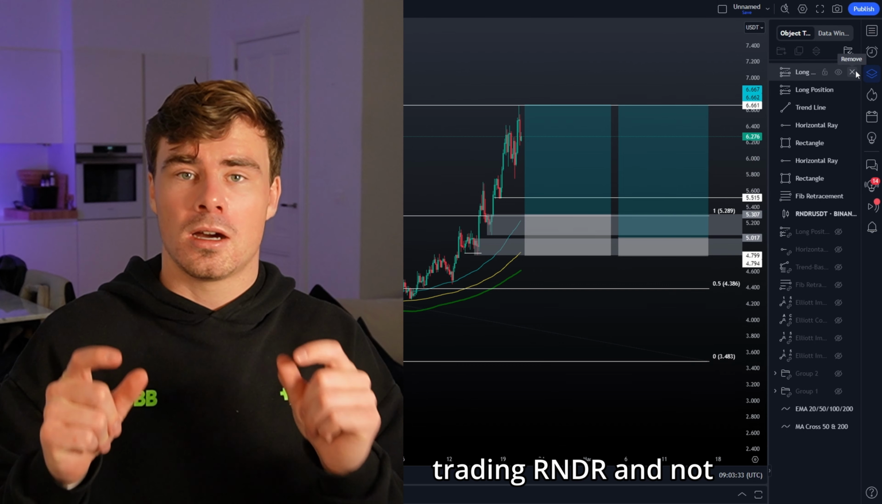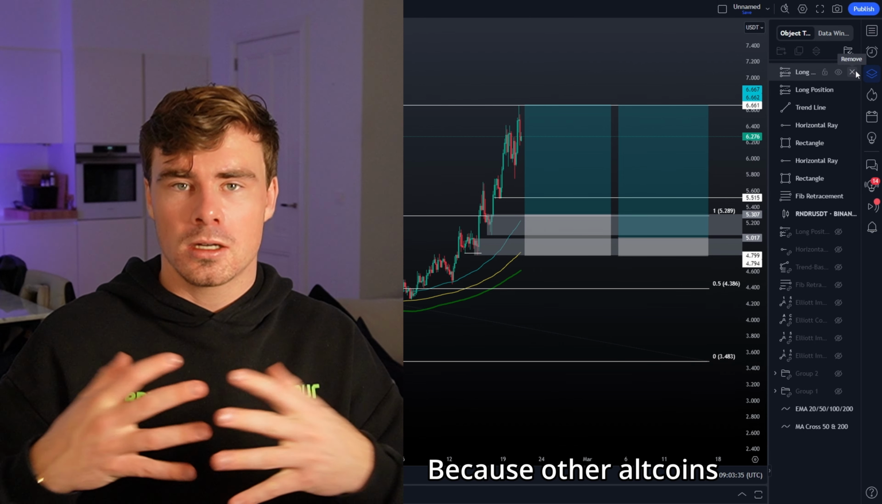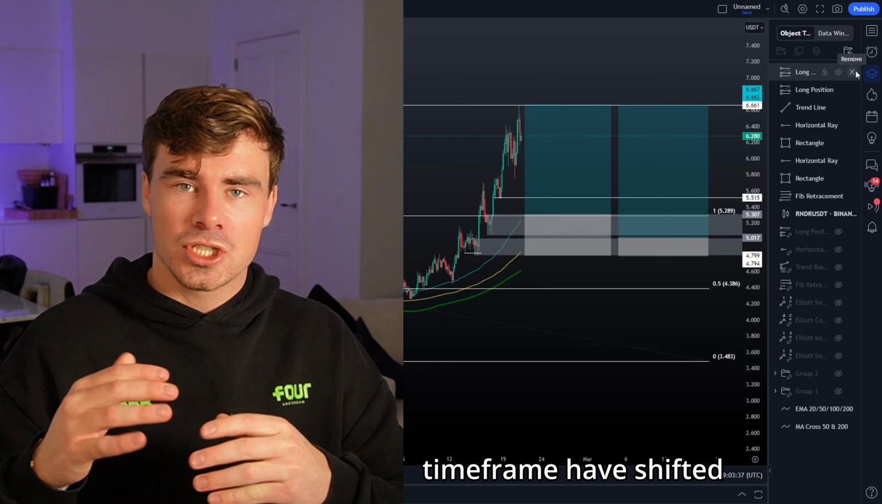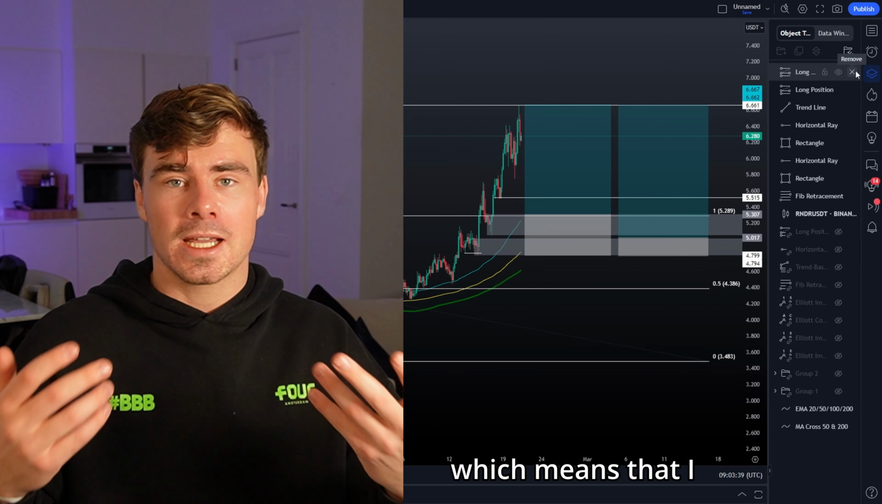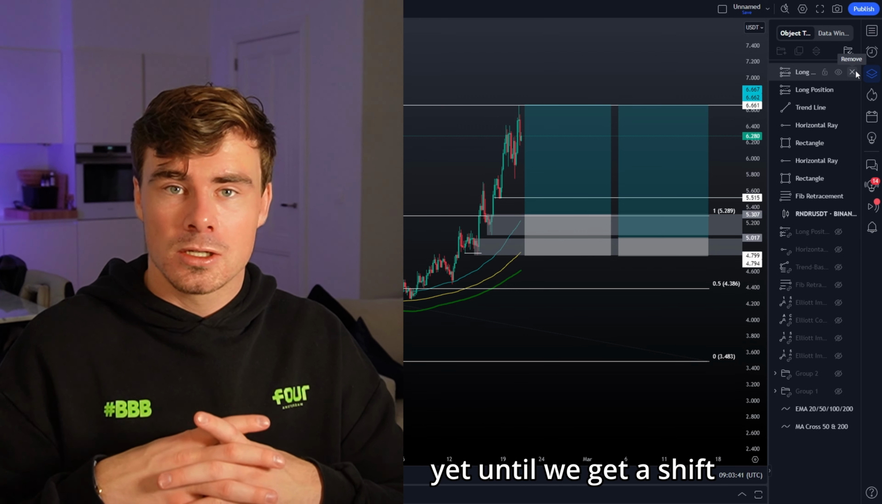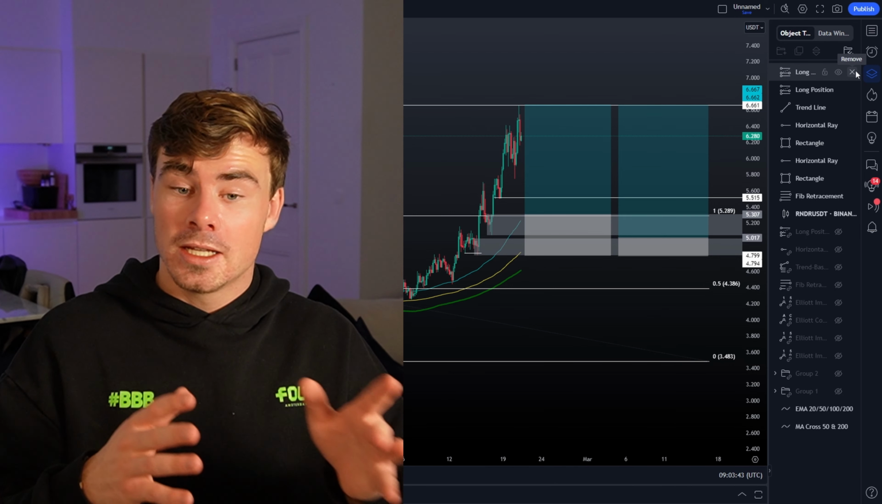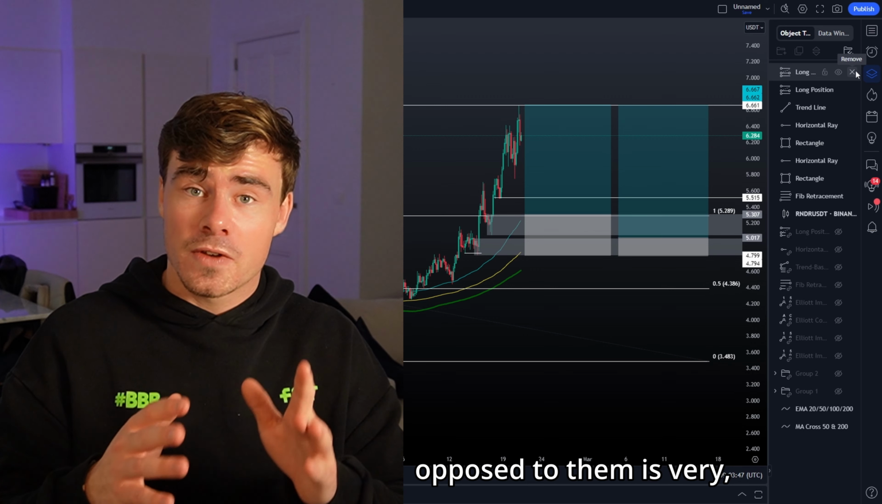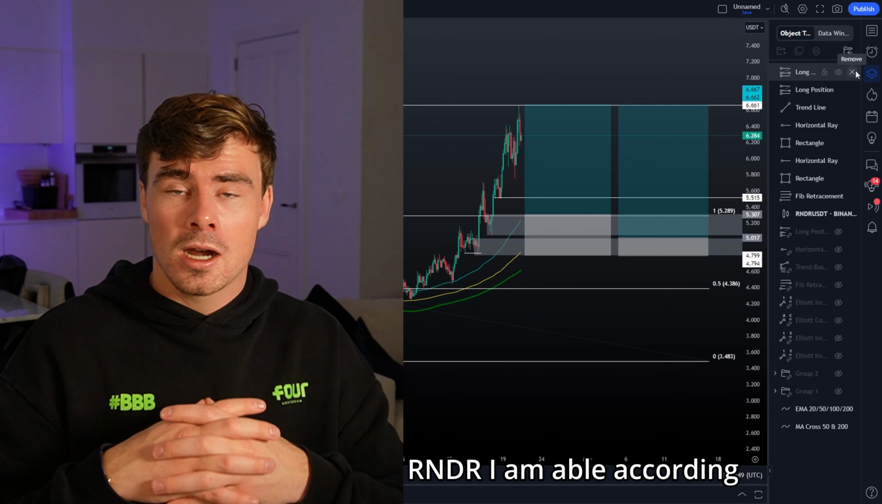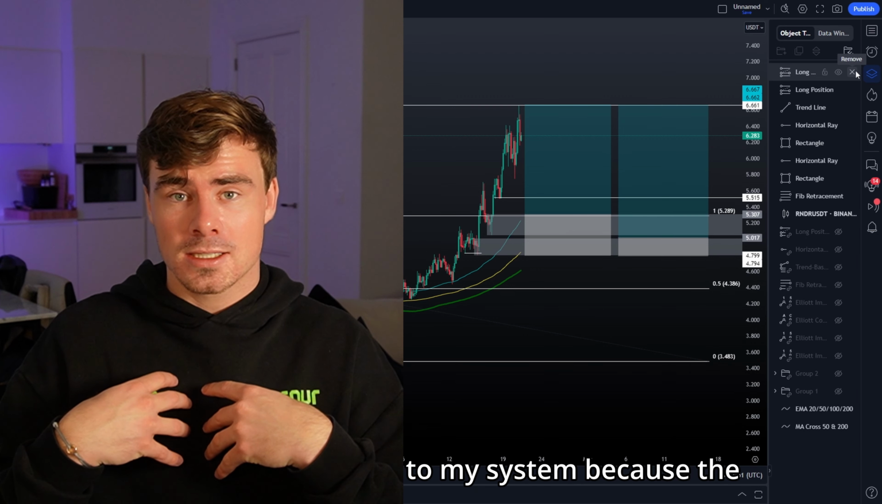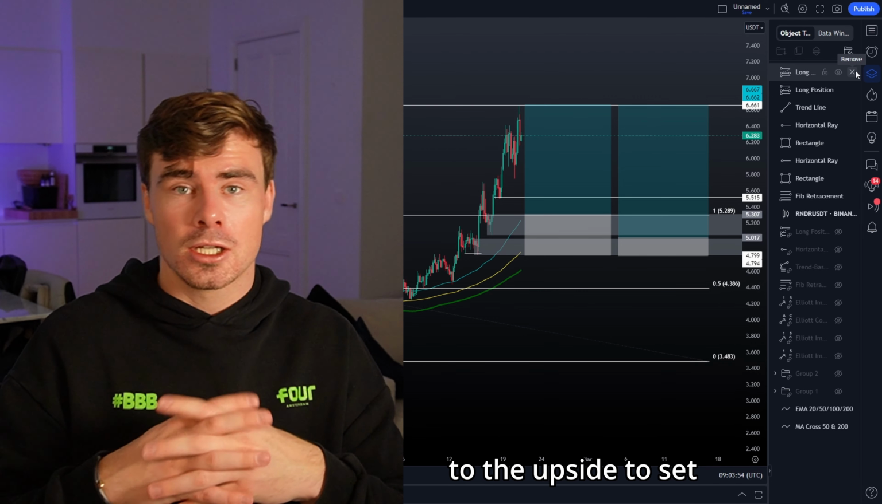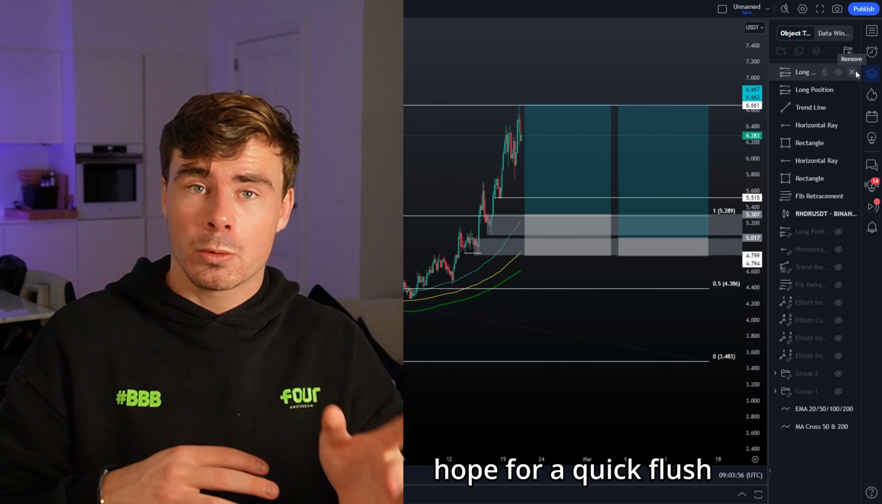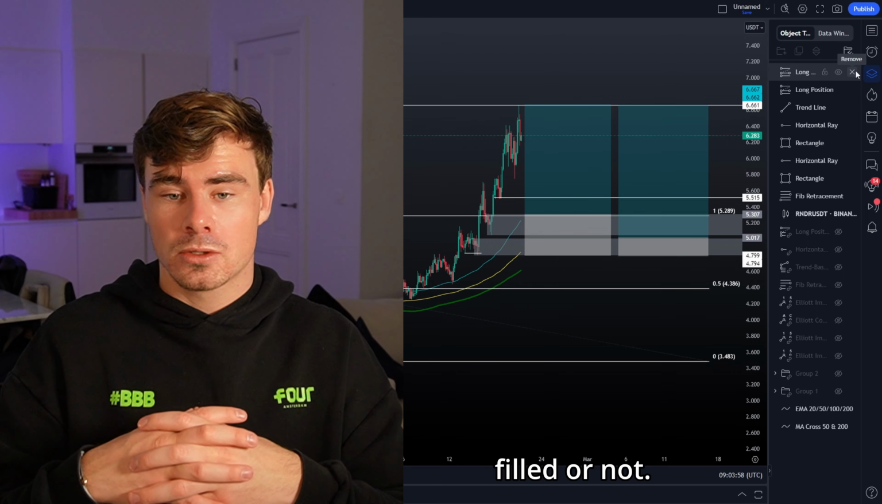Now currently I'm trading RNDR and not other altcoins. Why? Because other altcoins on the 4-hourly time frame have shifted the trend to the downside, which means that I cannot set limit orders yet until we get a shift in trend back to the upside. The trend on RNDR, as opposed to them, is very strong, in which for RNDR I am able, according to my system, because the trend is still strongly to the upside, to set some limit orders, to hope for a quick flush, to see if our limit orders get filled or not.